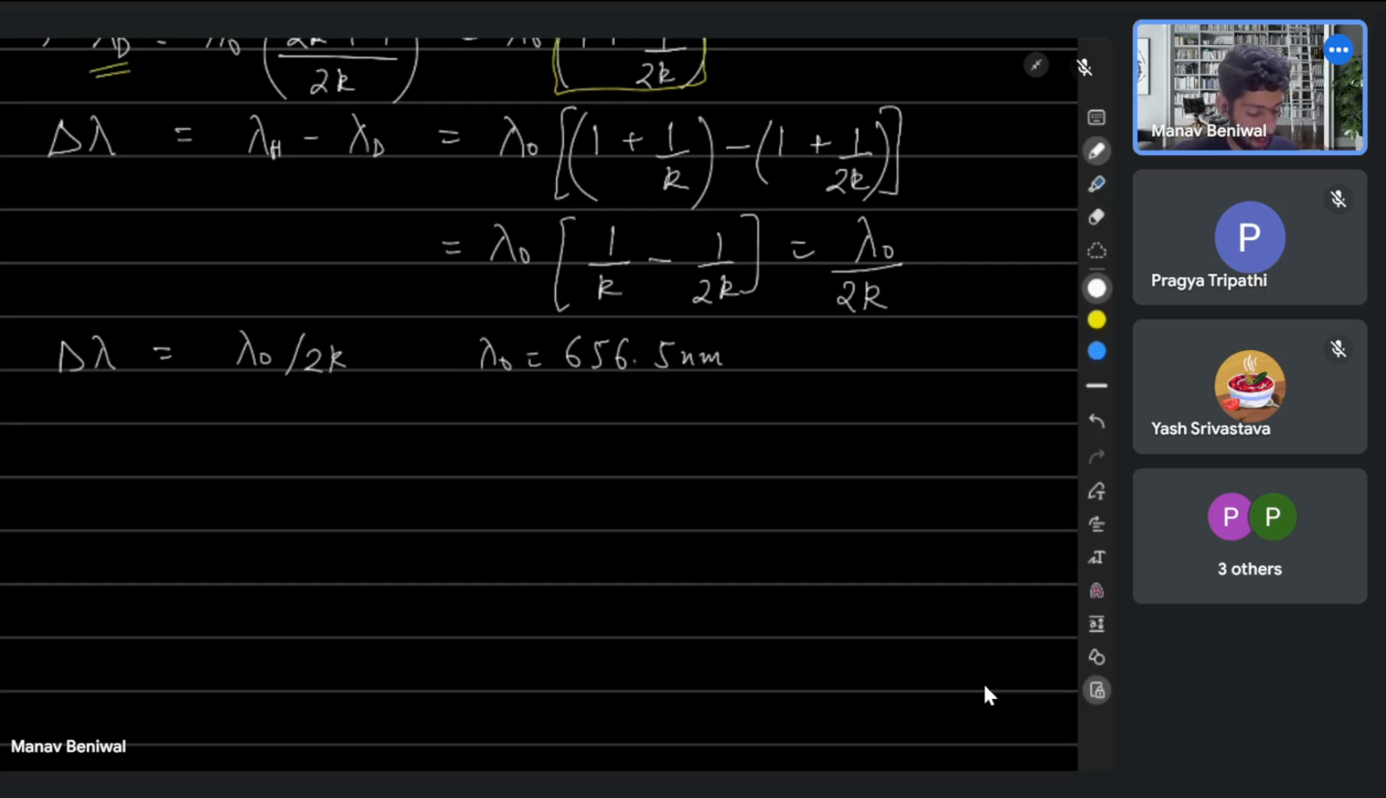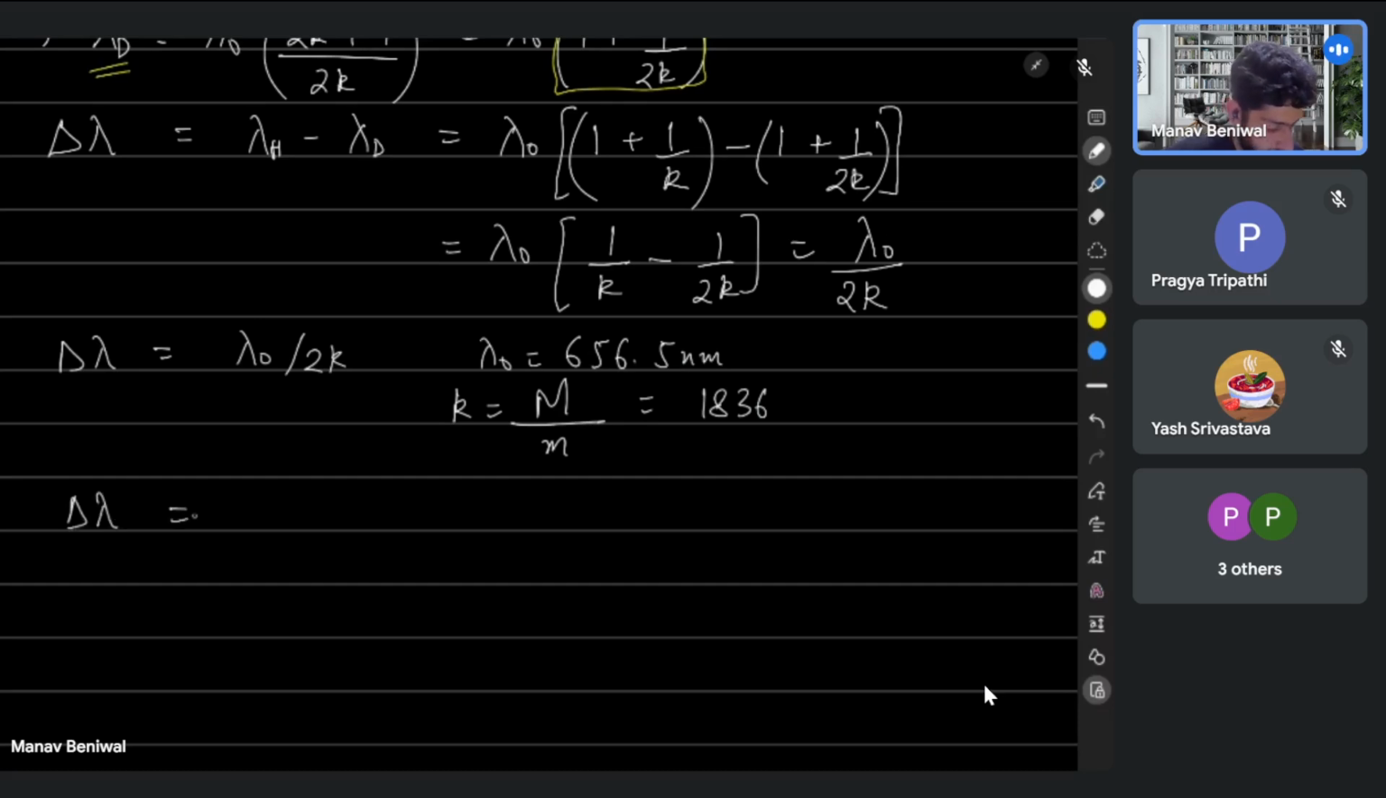Okay, and what is the value of K? K is the ratio of the mass of proton to the mass of electron. What is the value? 1836. Okay, now we have all the values. Let us plug them in.